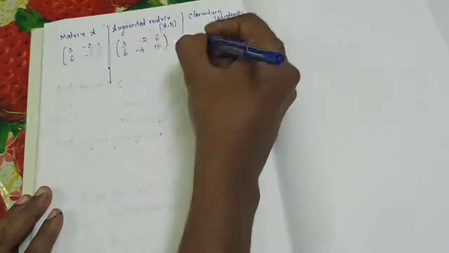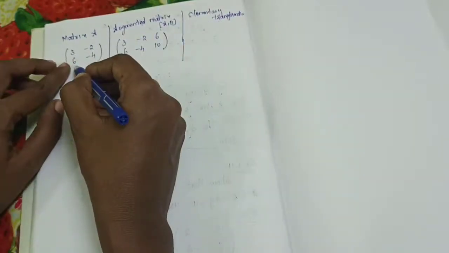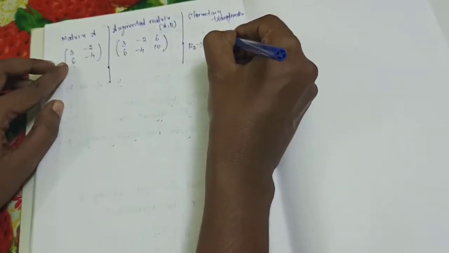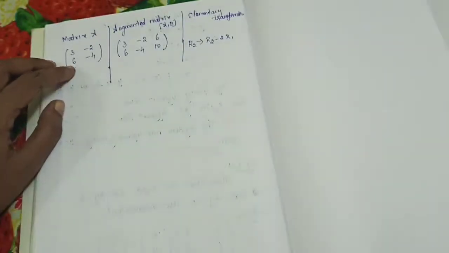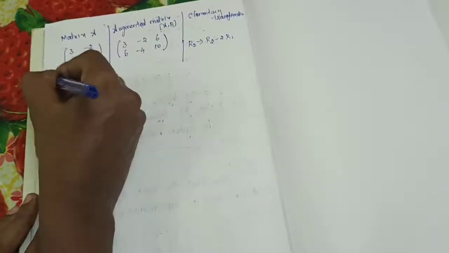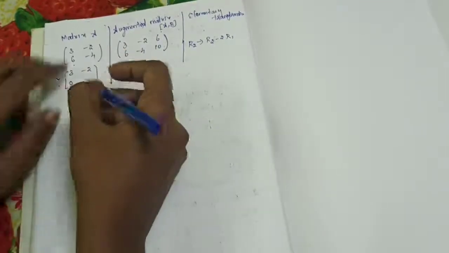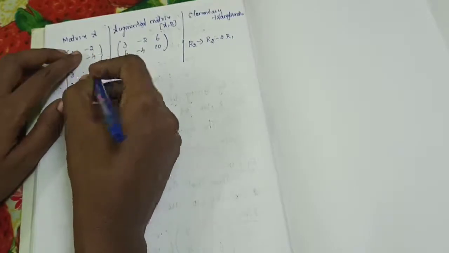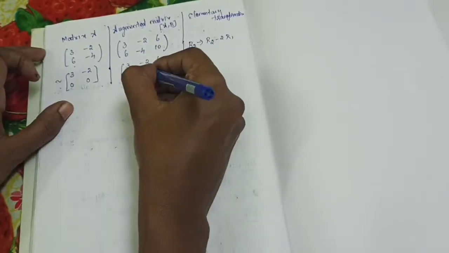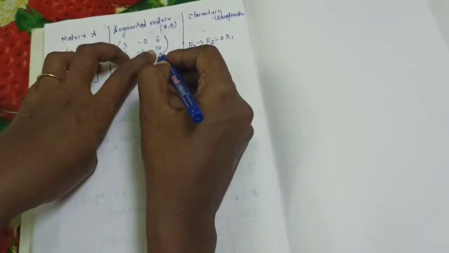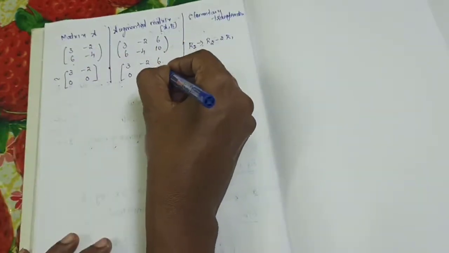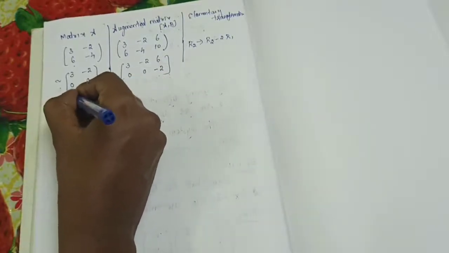Okay. Then how will you change this entry to 0? R2 implies R2 minus 2 into R1. Check it. 6 is there. So 6 minus 2 into 3 is 0. Then minus 4 minus 2 into minus 2, is it right? So that also is 0. This alone you need to check: 10 minus 2 into 6. 2 into 6 is 12. So 10 minus 12 means minus 2 you will take. Is it right?